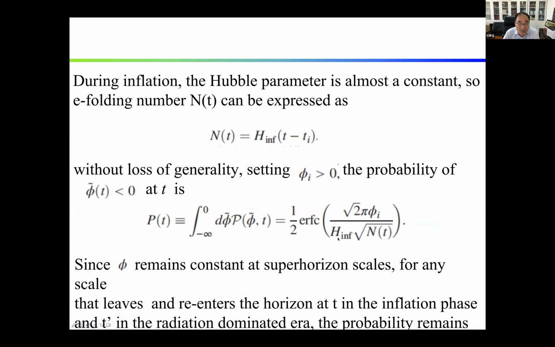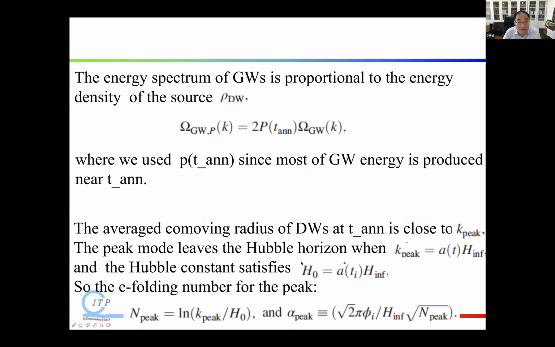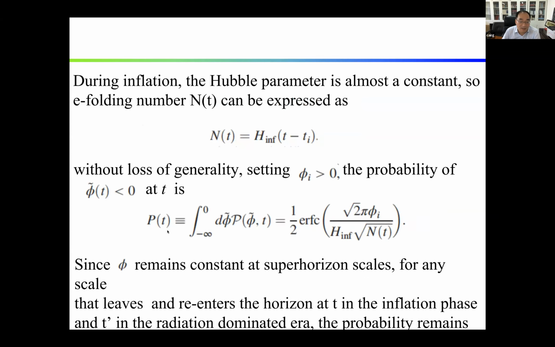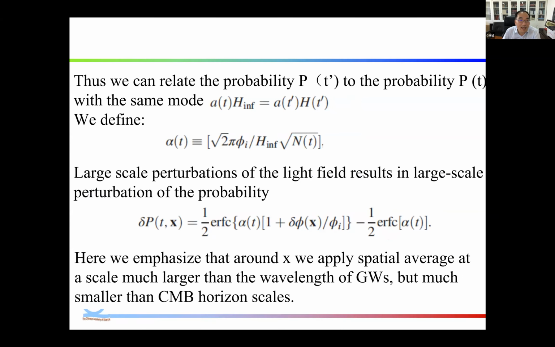which can be given in terms of the error functions. Since phi remains constant at the super horizon scales, for any scale that leaves and re-enters the horizon at T in the inflation phase and T prime in the radiation dominated era, the probability remains the same. Thus we can relate the probability at T prime, in the radiation dominated era, to the probability PT with the same modes.